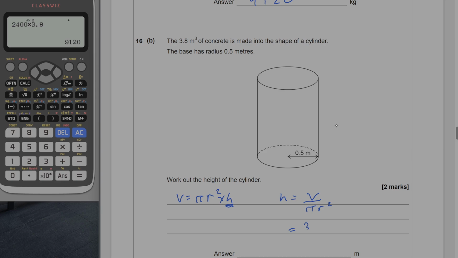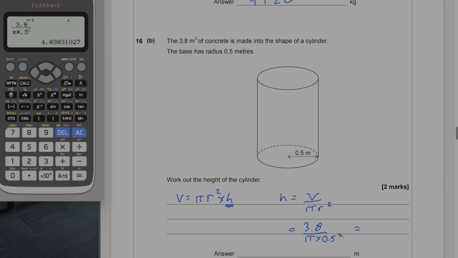So 3.8 divided by pi times by 0.5 squared. And I've not set it out well, I shouldn't really have two equals on the same line, but it's just to save myself a bit of space. So we'll type it in just like this on our calculator. We've shown what we're typing in, so we don't need to work it out in stages, provided we do it correctly. 0.5 squared. Double check that what I've typed in matches. So 3.8 is the volume, and the base is 0.5 meters, and that is definitely the radius.